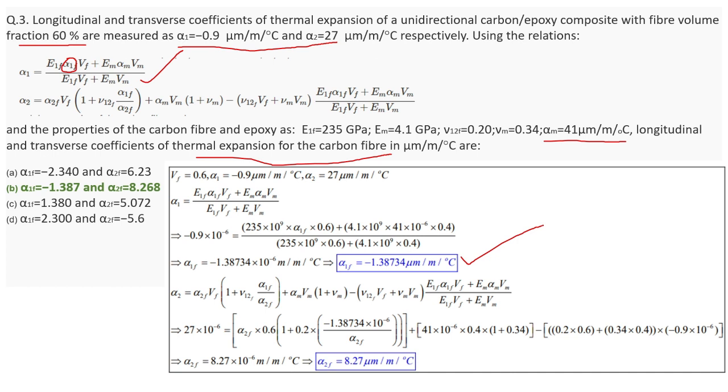Now we need to find the value in the transverse direction. For that, we will go to the second equation. Here, alpha 2 value, that is for the whole composite in the transverse direction, the thermal coefficient, is given, that is 27 micrometer per meter per degree Celsius. We'll put that value here, and from that we can get the value of alpha 2f. So again, we will put all the values, and from that we can finally get this unknown value.